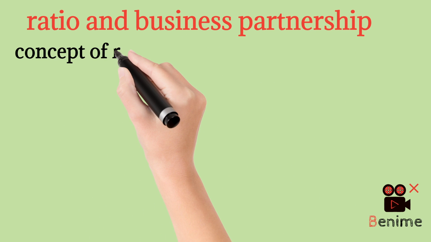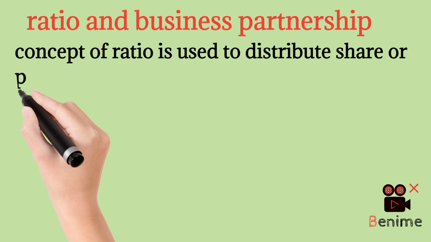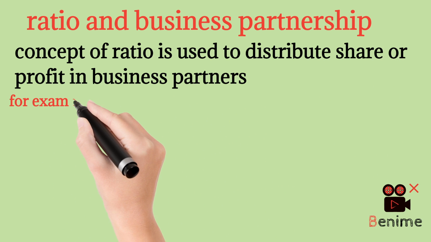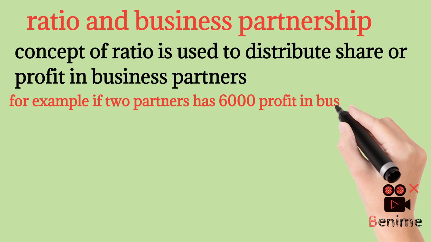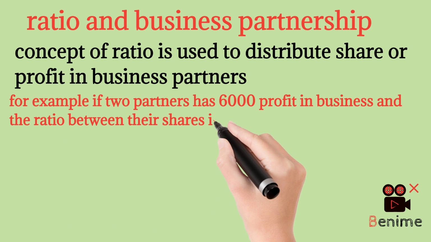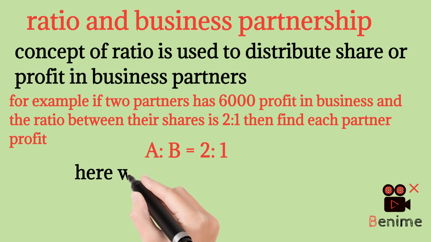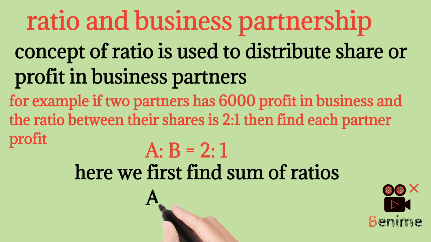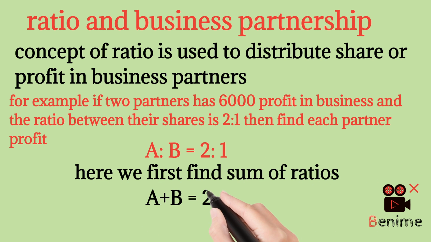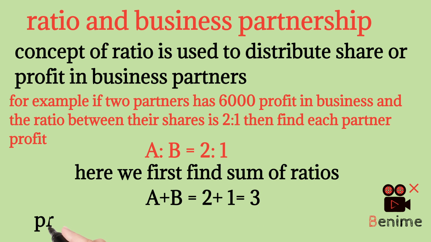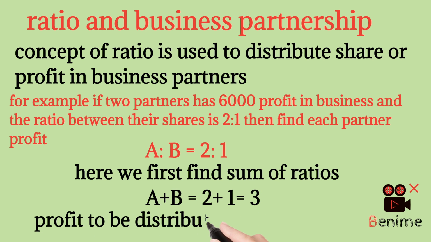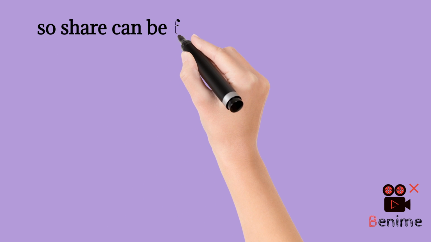In daily life, ratio is used to distribute gain or loss with respect to the ratio partners have in investment, etc. That's why ratio is very important in business partnership. For example, distribute 6,000 profit among two partners who have 2:1 in profit shares. To solve this, we first find the total ratio, which is equal to the sum of ratios. Here the total ratio is 1 plus 2, which is equal to 3.